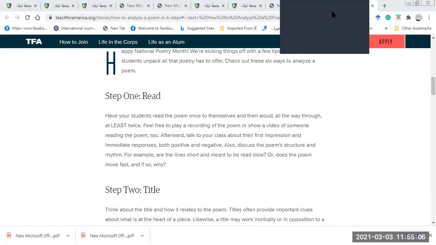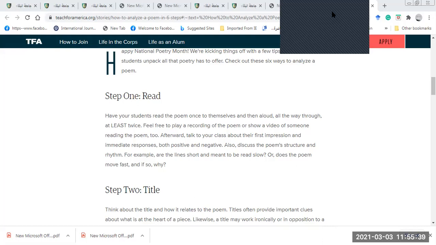There are certain sites, for example, Poetry Foundation. There is recording of some poems. You can play the recording and hear the sounds of the poem. So feel free to play a recording of the poem or show a video of someone reading a poem. Afterward, talk to your class about their first impression and immediate responses.